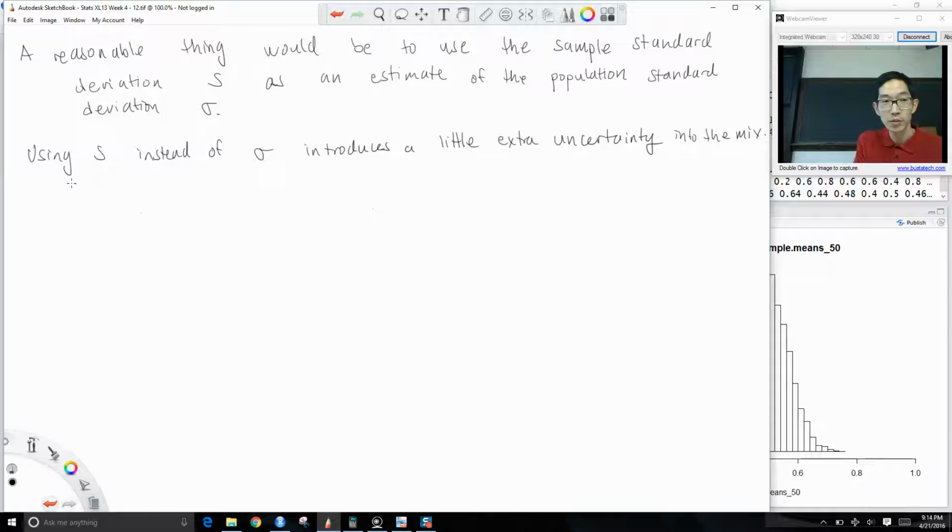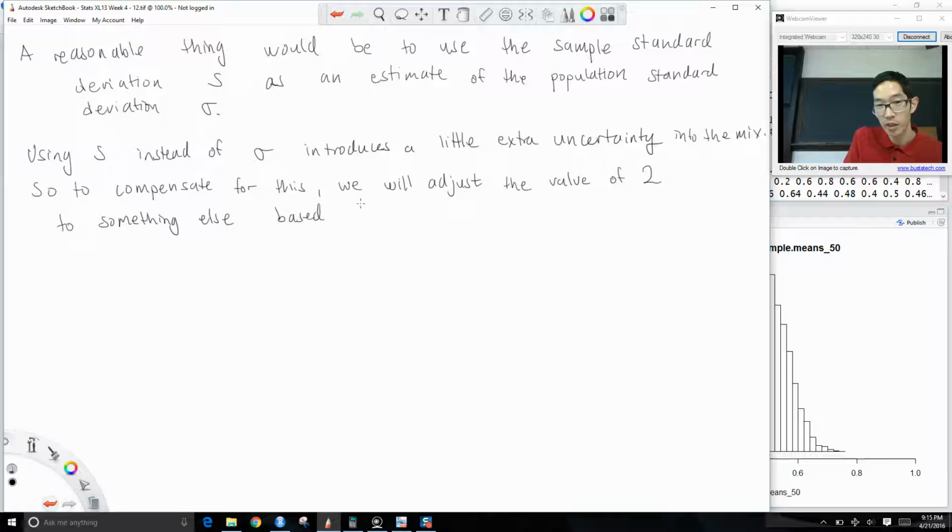Okay, so to compensate for this, we will adjust the number 2, the value of 2, to something else, okay? Based on what we call the T distribution.